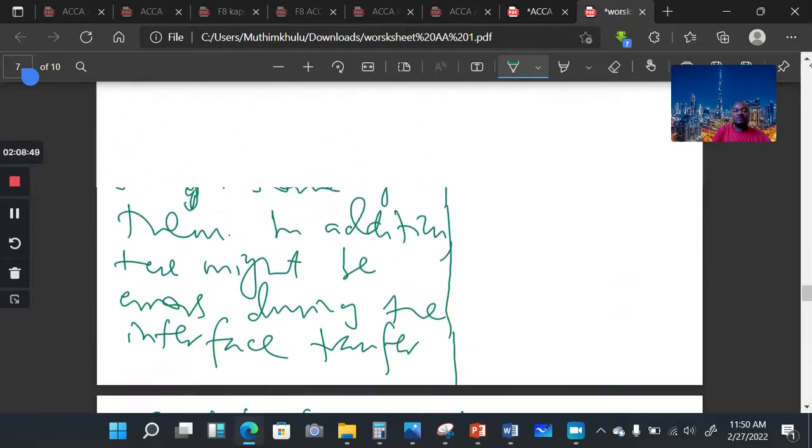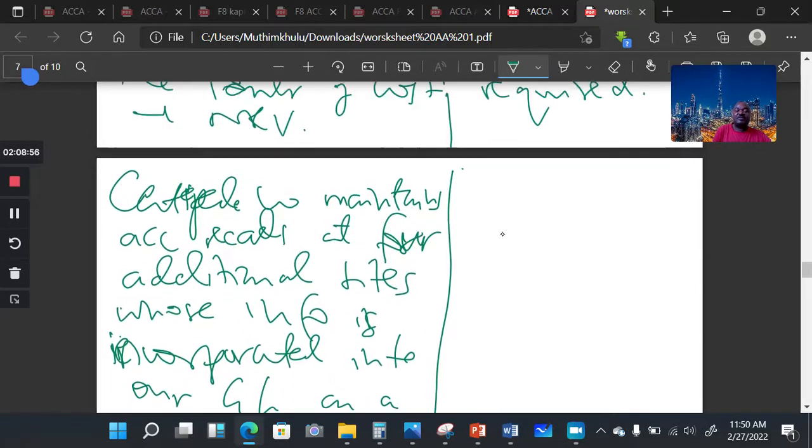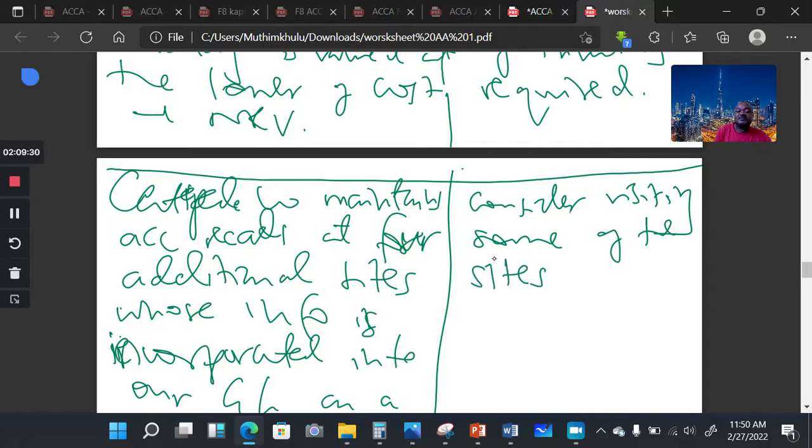So what do we have to do? What we have to do is very simple. The first thing, because we've identified that if we do not visit these sites, there is an issue of detection risk, because there could be something going on there which needs to be checked. So about the visiting issue, we need to consider visiting. So Centipede Co should consider visiting some of the sites.